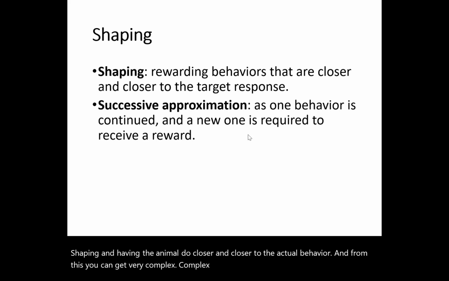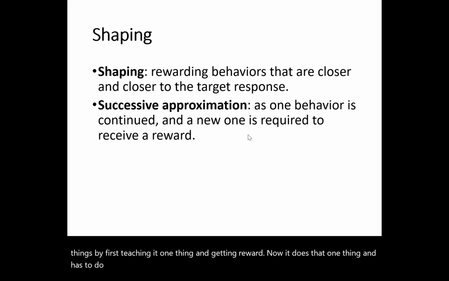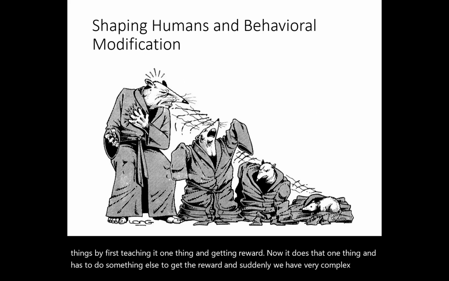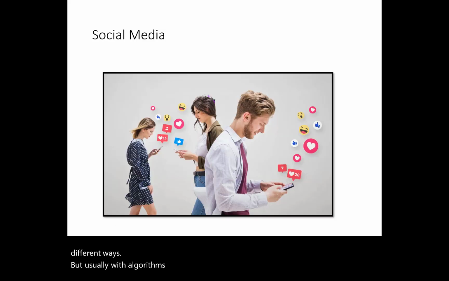You can train a mouse to do some amazing things by first teaching it one thing and giving a reward. Now it does that one thing and has to do something else to get the reward. And suddenly we have very complex behavior. We, as humans, are shaped in this way as well. But we're shaped in a lot of different ways, but usually with algorithms, like in social media.